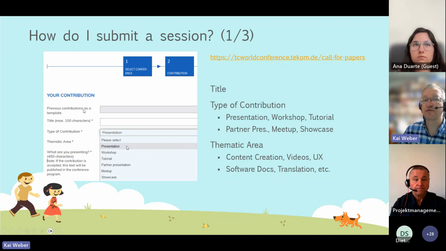So the previous contributions as a template, I haven't even mentioned that because chances are if you're submitting for the first time, you probably don't have that. And I don't see a lot of people using it, to be honest, so feel free to skip that. The title itself is important because it lets everybody know what your topic is going to be. This is also the title of your talk as it is going to be published.